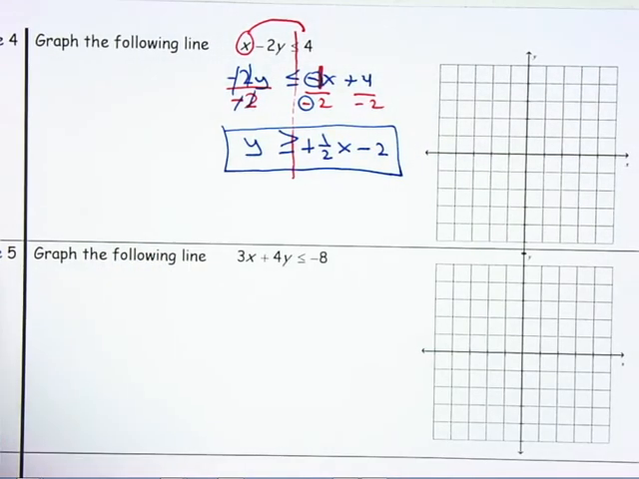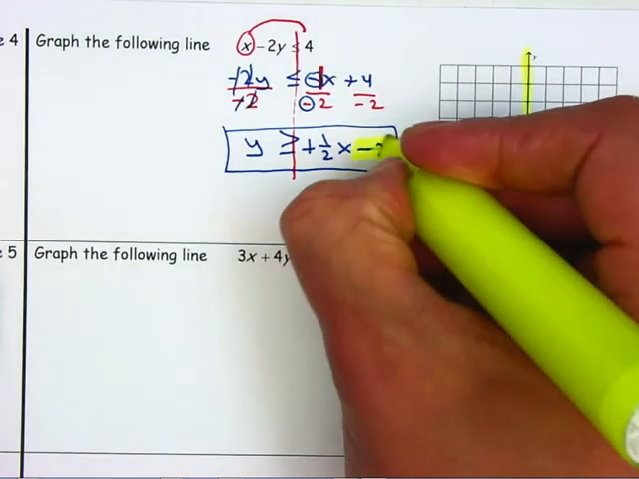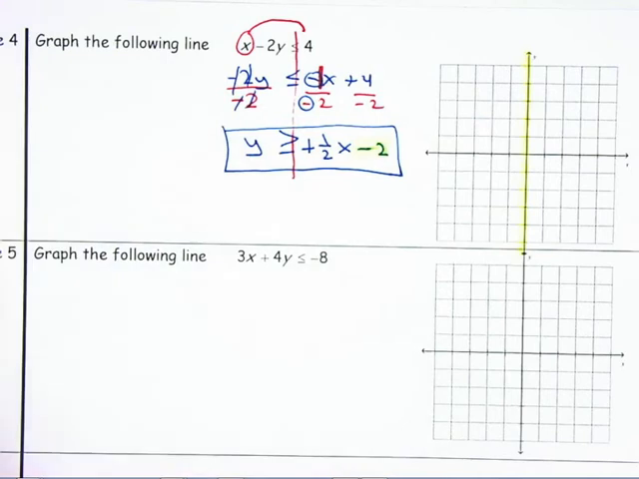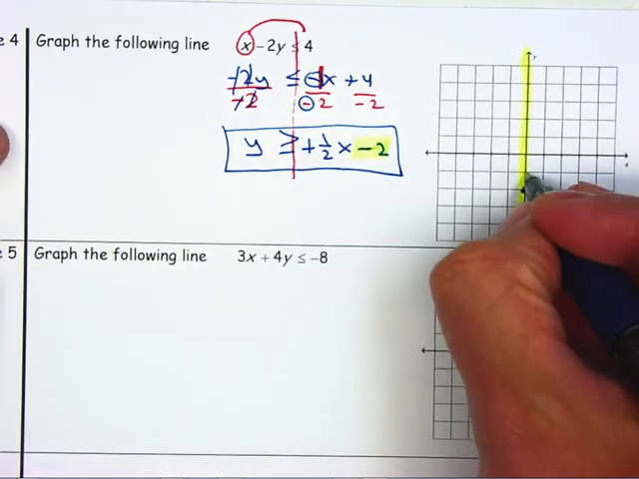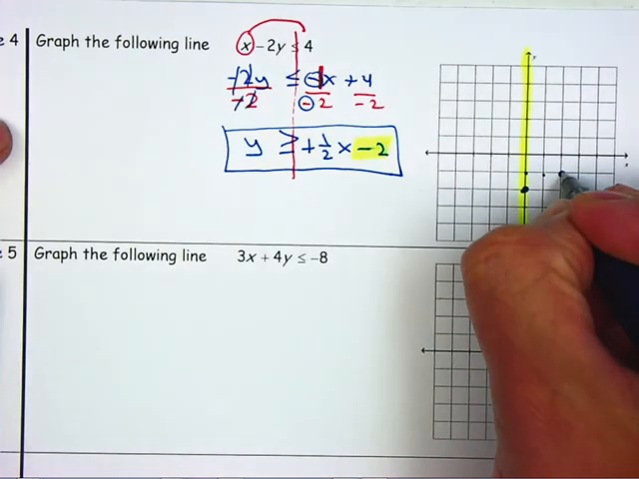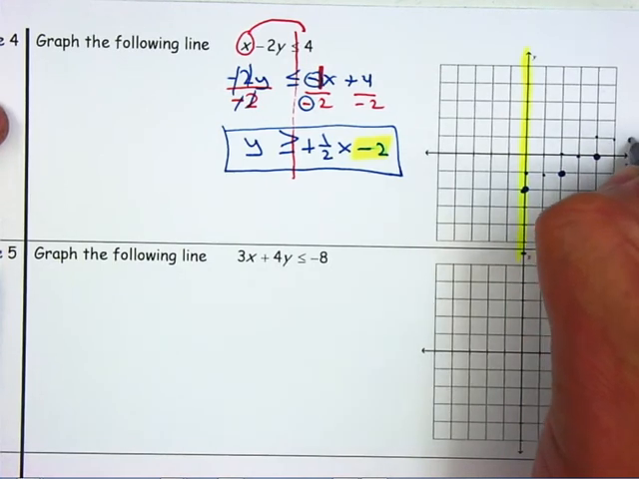Same process as before. Highlight the y-axis. Highlight the y-intercept. So that's negative 2. My slope is positive, so I'll go up 1 and to the right 2. Let me repeat it once again. It's positive, so I'll go up 1 and to the right 2.